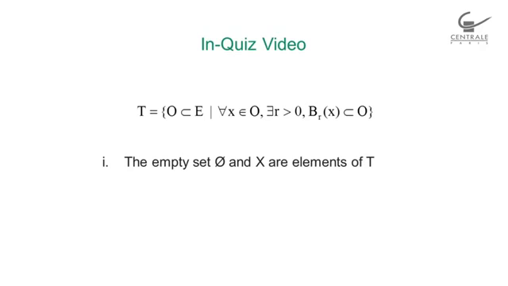Now, X, the whole space, is it an element of T? The answer is yes. If I choose a point x, any x in capital X, then I can choose any r, and it's going to be true that B_r(x), the ball centered in x with radius r, is included in X. So the first criterion is not difficult to verify; T will indeed meet this criterion.